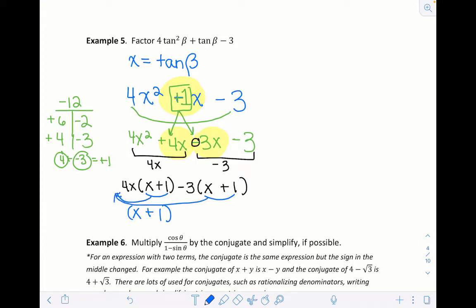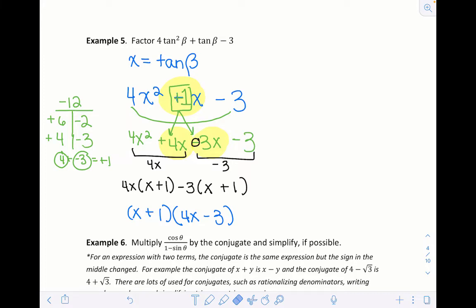And then I put my leftovers in the next parentheses, which in that case is 4x minus 3. So again, you may have another technique for factoring, and if you have a technique that works for you, I'd say go ahead and just stick with it. Okay, it's looking a little messy here, so I'm going to erase some of that stuff. Okay, so our answer is x plus 1 times 4x minus 3. That's how we factor it.